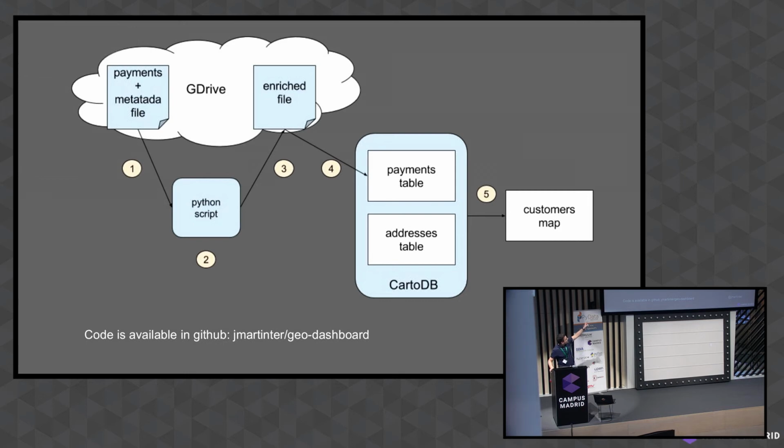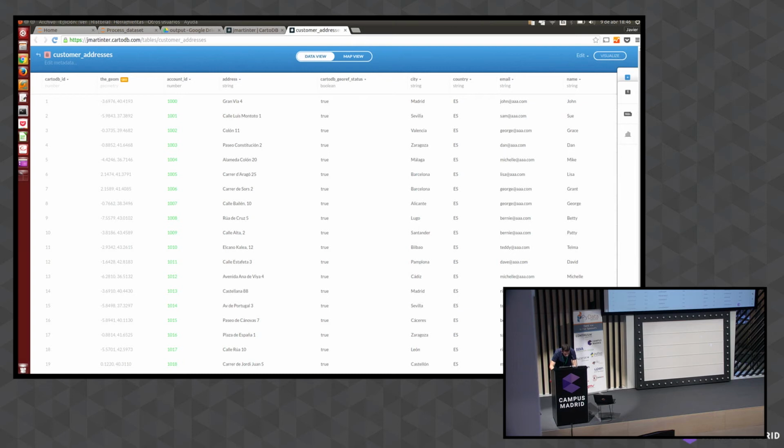We are going to import this file into CartoDB, where we have another table with the addresses of our customers. This is something that is more or less stable. We can update it with new customers, but it doesn't change. This table has the position of the customers. We join both tables, and we show them up. That's all. So let's do it.